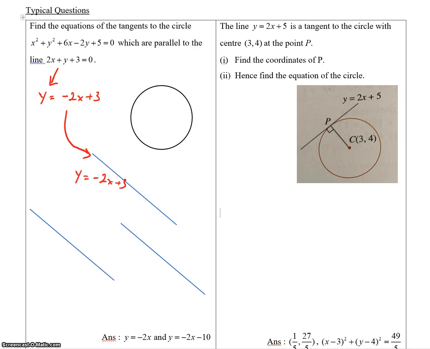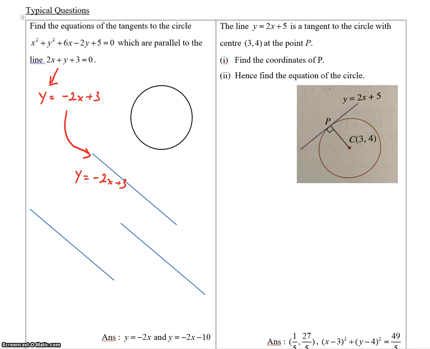So where is this line? I don't know where this line is. It is somewhere here, so maybe this is the line. Nobody says it cuts the circle. It can be anywhere, right? So the next thing, if you look at the question, it says that the equations of the tangents are parallel to this line, which means the gradient of the tangents is also -2.